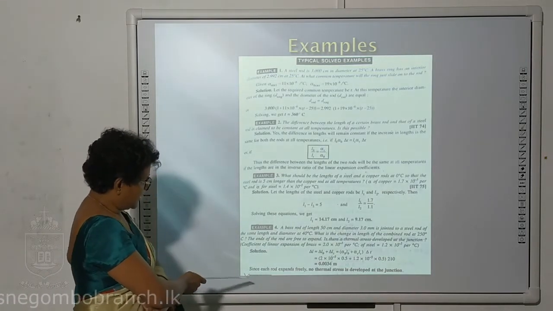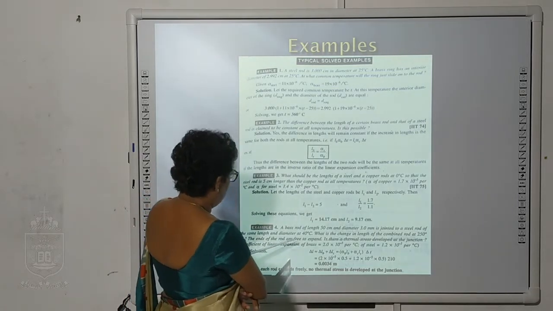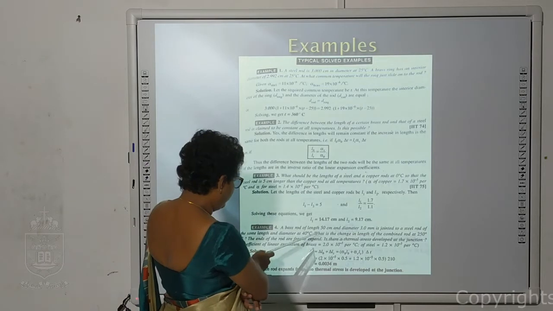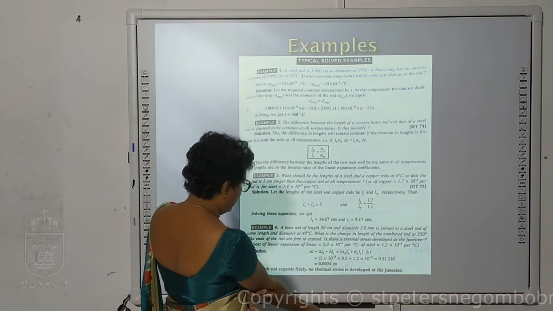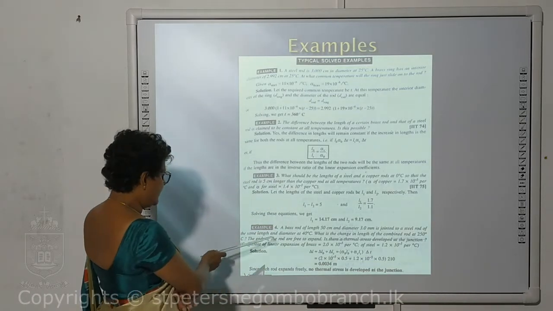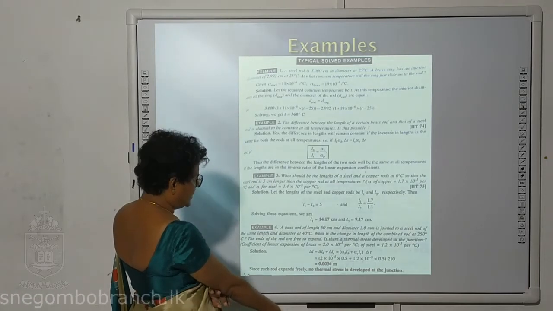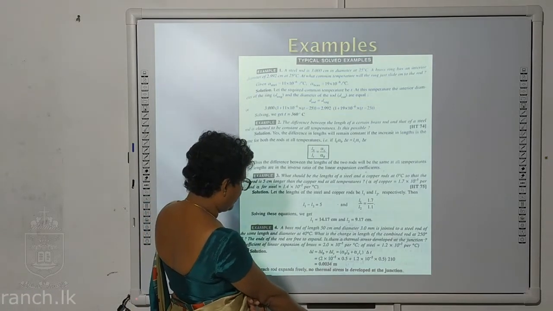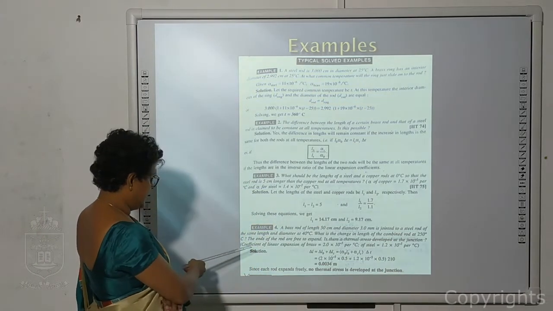The fourth example: a brass rod of length 50 centimeters and diameter 30 millimeters is joined to a steel rod of the same length and diameter at 40 degrees Celsius. So what is the change in length of the combined rod at 250 degrees Celsius?